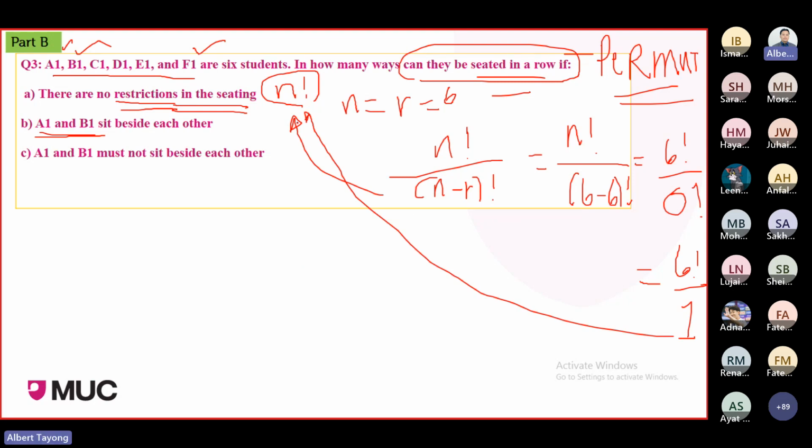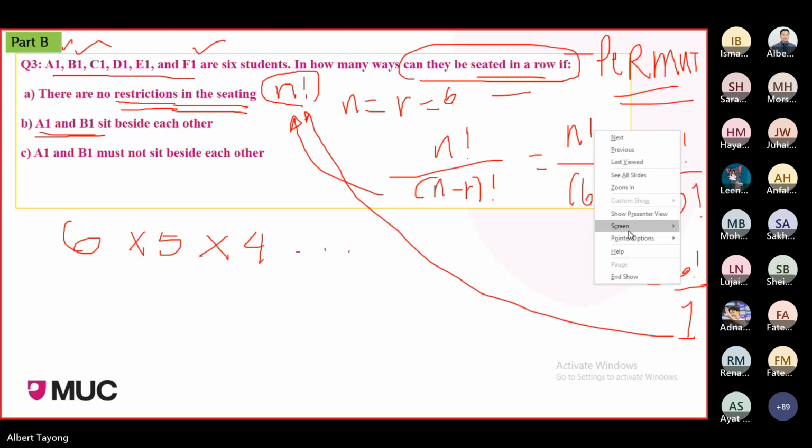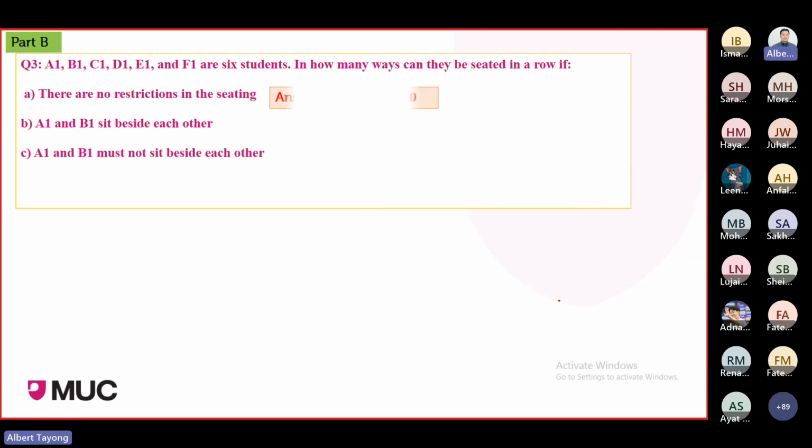Yes? So the answer is, we have 6 times 5 until we get 1. N factorial. This is if there are no restrictions in the sitting. All right, so n factorial equals 6 factorial, 720. Here we have A1 and B1 should sit beside each other. So now we have a condition or restriction.